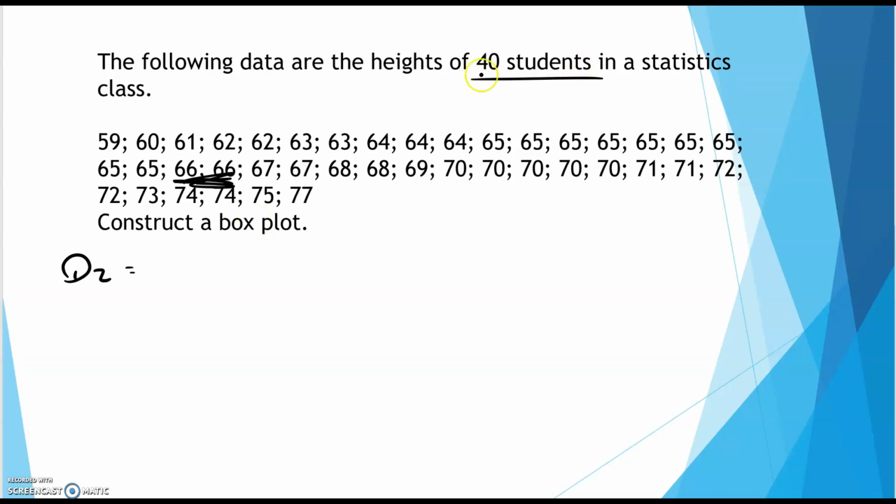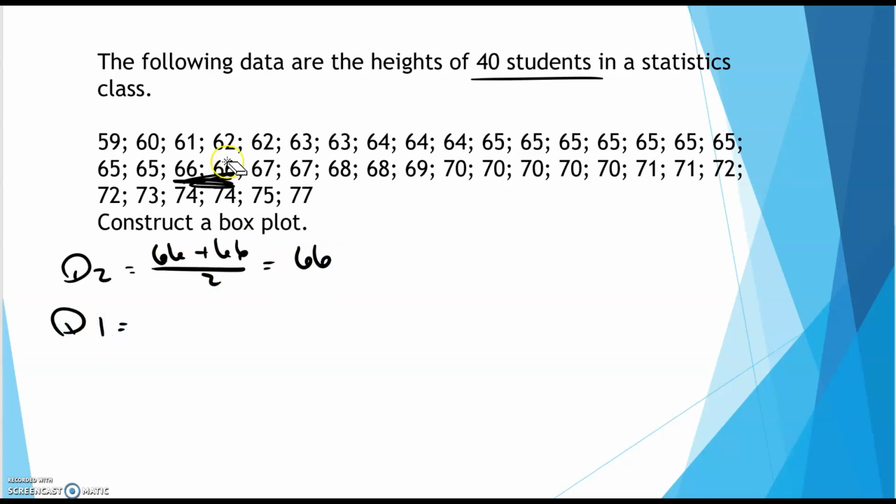So for right now, if you've got an even number, half it, go to that number, and then one more. So this is the 20th and the 21st number. I need to take the average of those two, but since it's the same number, it's just 66.